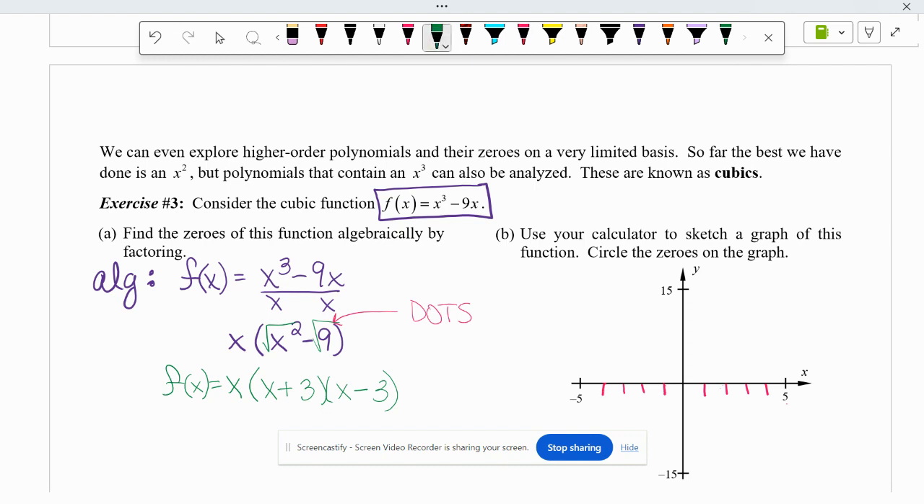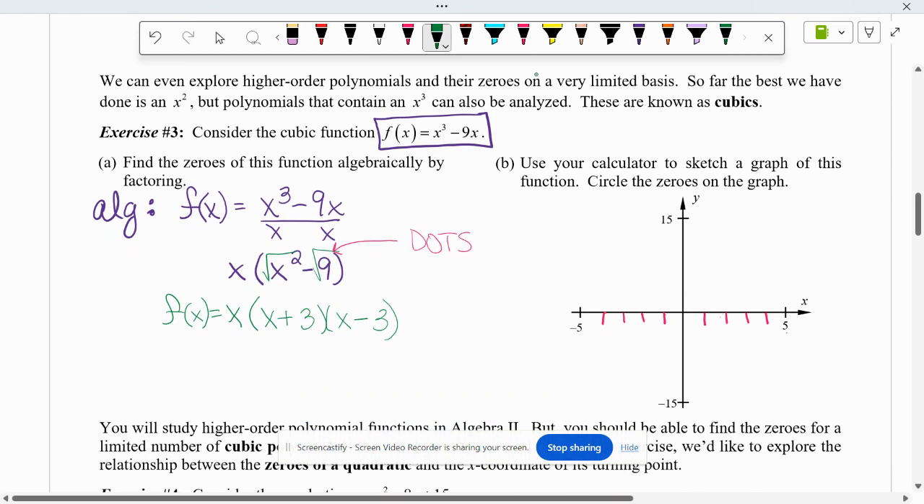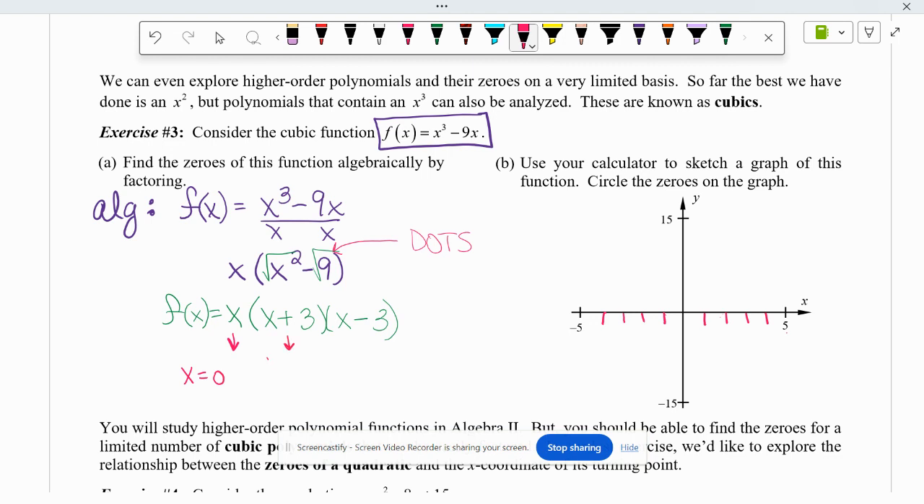And I know that my graph crosses the x-axis when y equals 0. So remember, I want to set each one of these factors equal to 0. Well, if x plus 3 is 0, then I know x equals negative 3, because remember, the root is opposite of the factor. And if x minus 3 equals 0, then the root is positive 3. And this first one, the factor of x that we pulled out at the very beginning, that just equals 0.